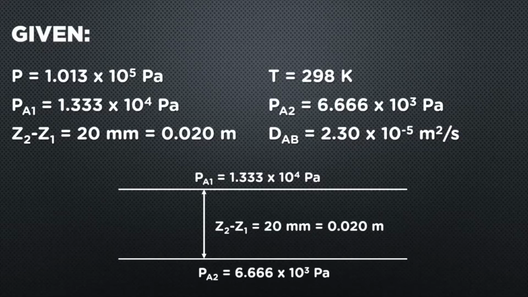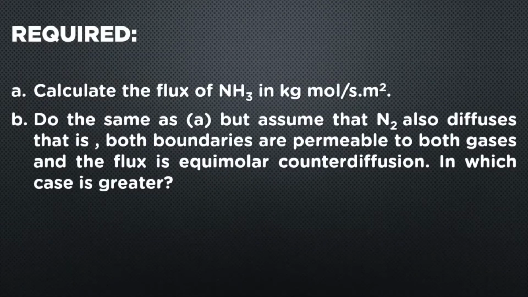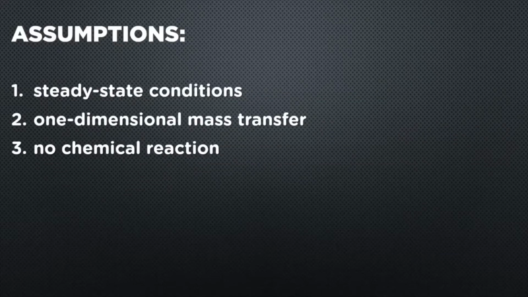So we are required to calculate the flux of ammonia in kilogram mole per second meter squared, and do the same as A, but assume that N2 also diffuses. That is, both boundaries are permeable to both gases and the flux is equimolar counter diffusion, in which case is greater. So before we go to our solution, we need to set our assumptions first: steady state conditions, one-dimensional mass transfer, and no chemical reaction.